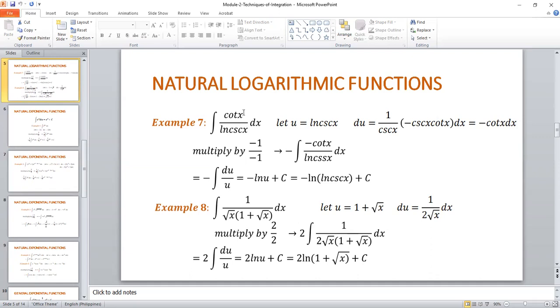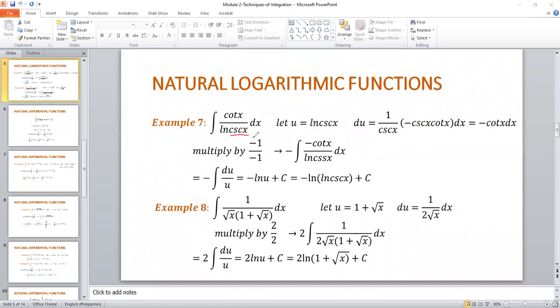What about this one? So we're now increasing the complexity of the example. Here you have a cotangent x in the numerator, and look at the denominator. It's ln of the cosecant of x. The argument of your ln is a cosecant function. So it's not the usual ln x, ln of x plus 1, x squared minus 1, but rather the argument of your ln is another function, which is a cosecant.